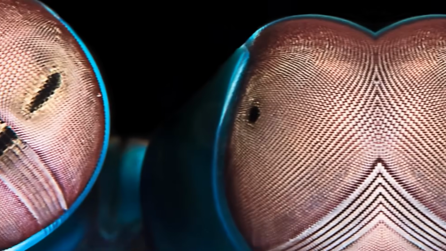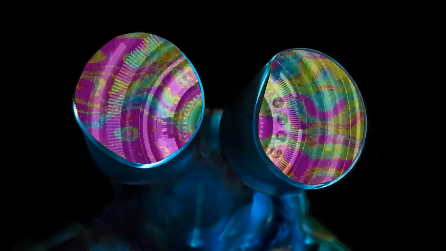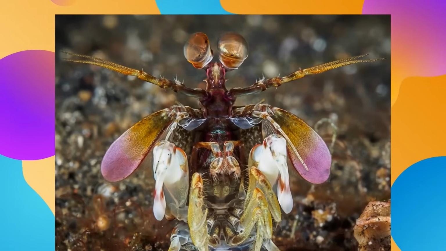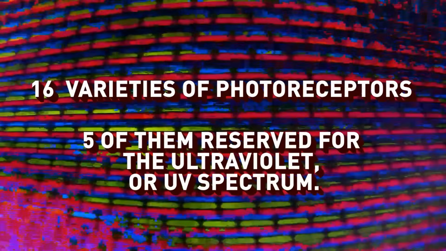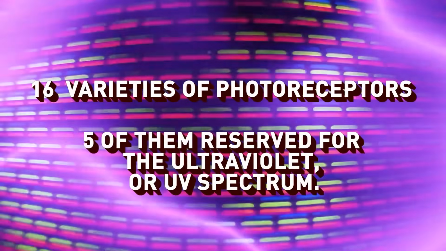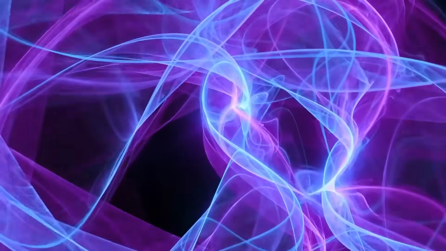In terms of vision, mantis shrimps probably have the most psychedelic vision out of all animals. These funny-looking creatures have a whopping 16 varieties of photoreceptors, with 5 of them reserved for the ultraviolet, or UV, spectrum. Ultraviolet rays are really short wavelengths, which are invisible to humans.